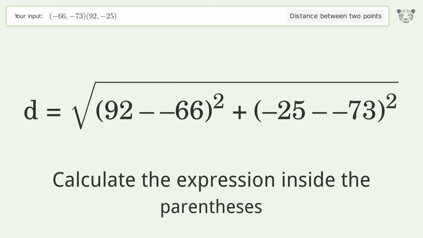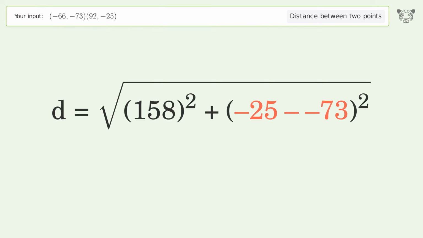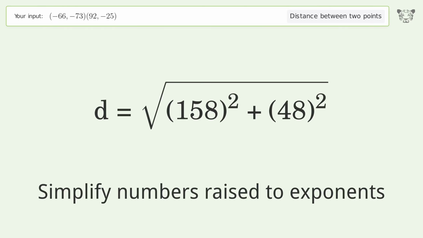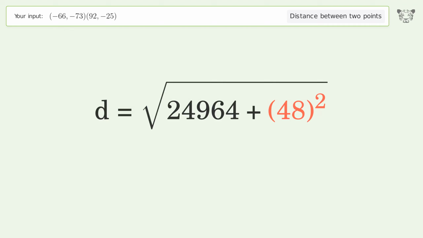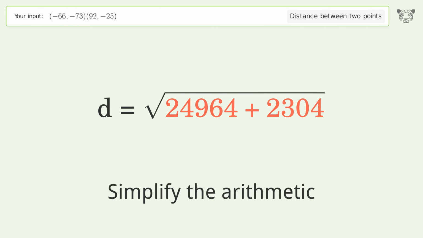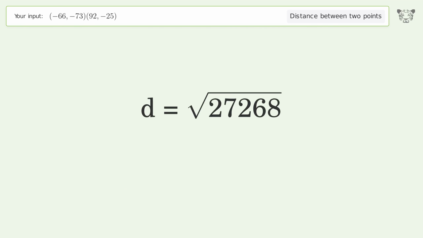Calculate the expression inside the parentheses. Simplify numbers raised to exponents. Simplify the arithmetic. And so the distance between the 2 points is the square root of 27,268, or 165.13.